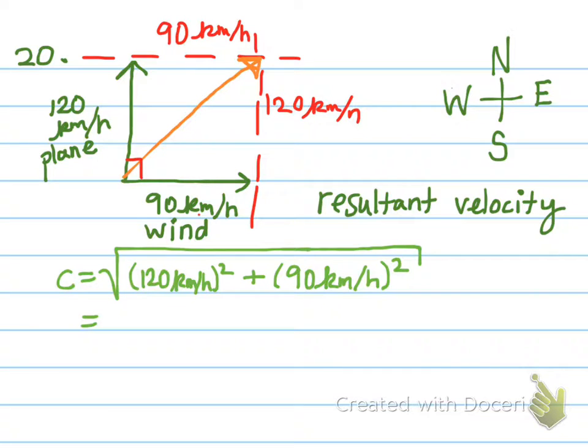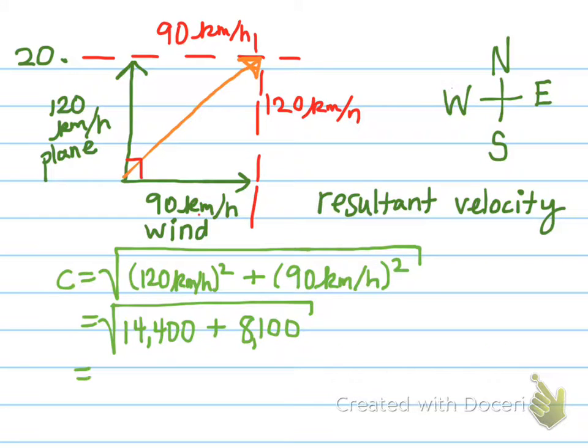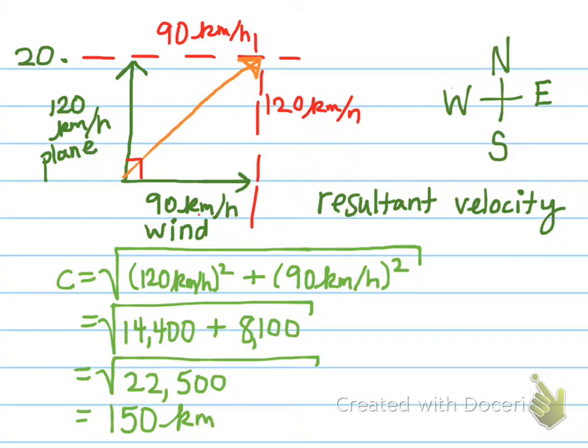So 120 squared is 14,400. 90 squared is 8,100. I'm going to add those two numbers together. So I'm going to be taking the square root of 22,500. Then I take the square root of that answer, and I get 150, and my units are kilometers per hour. So the speed of this airplane across the ground is 150 kilometers per hour.